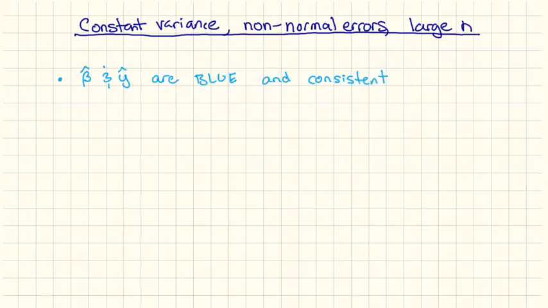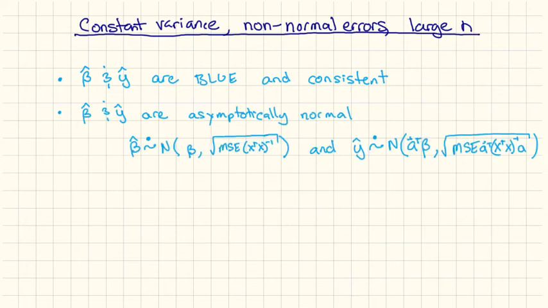We still have pretty good properties here for our estimators. They're still BLUE. They're still consistent. It's all good. They're just not asymptotically efficient, so they're not the very best, right? They are still asymptotically normal, which is nice. So we can still get those tests and confidence intervals using this asymptotic normality property.